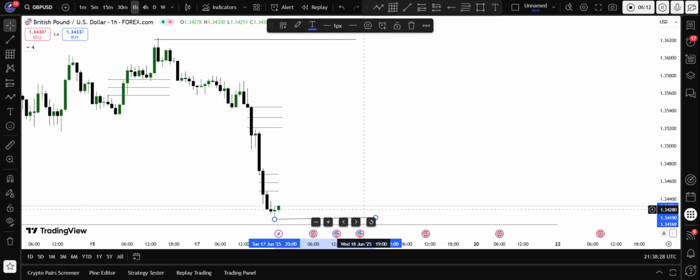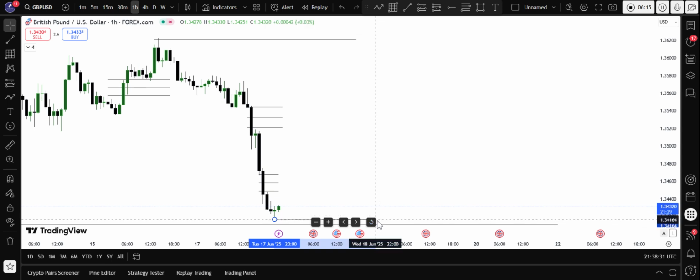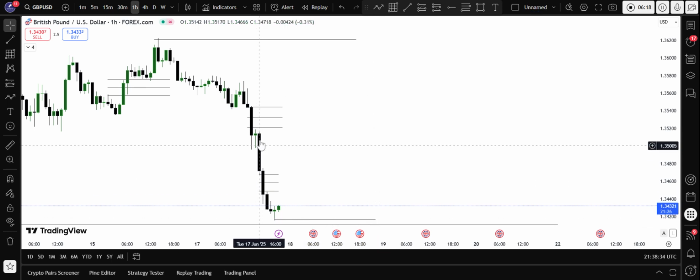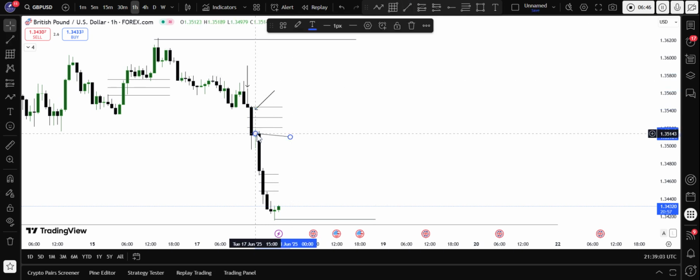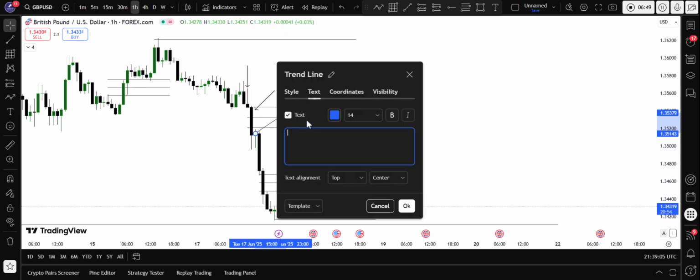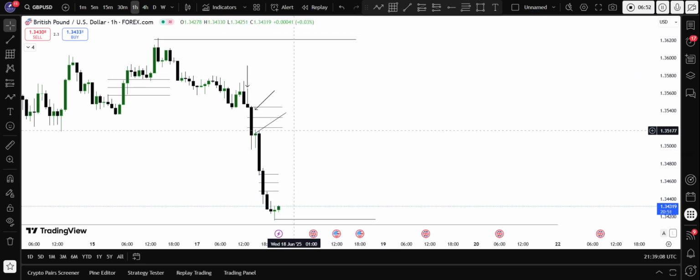So how do you identify a valid fair value gap? It's very simple. Now, this to me would be identified as a breakaway gap. For a valid fair value gap, this is the first candle. This is the second candle right here. And this is the third candle right there.